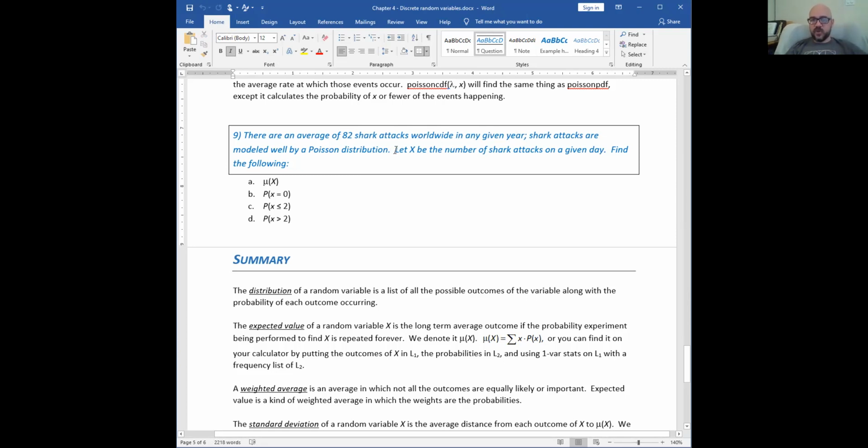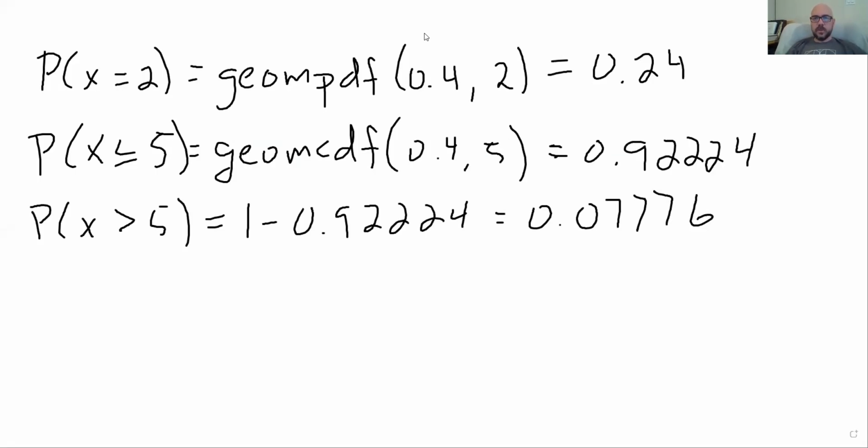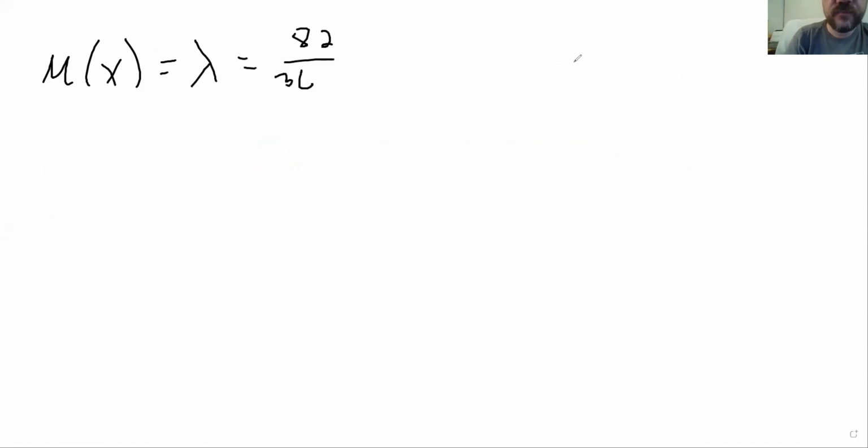So I'm going to let X be the number of shark attacks on a given day. So notice I changed the time frame here, right? So there's 82 per year. So the average number per day is just 82 over 365. Right? So let's go to the whiteboard here. Let's erase all this stuff. Clear all the drawings. All right, so I can say that mu of X, which is equal to lambda, is 82 over 365. And so this is the lambda that we're going to use as our parameter throughout the rest of the problem.